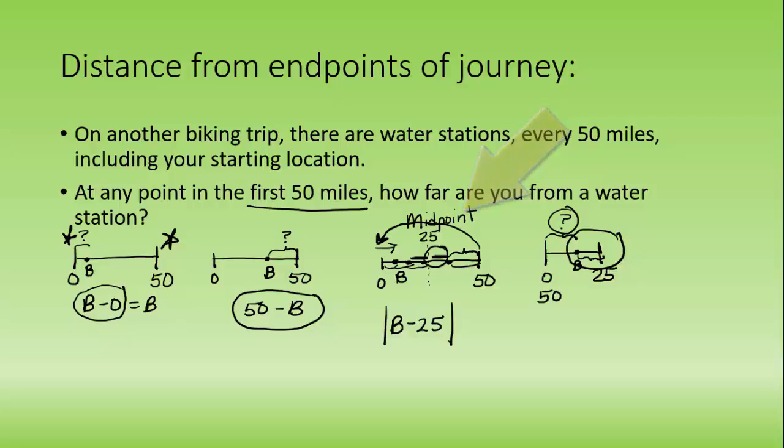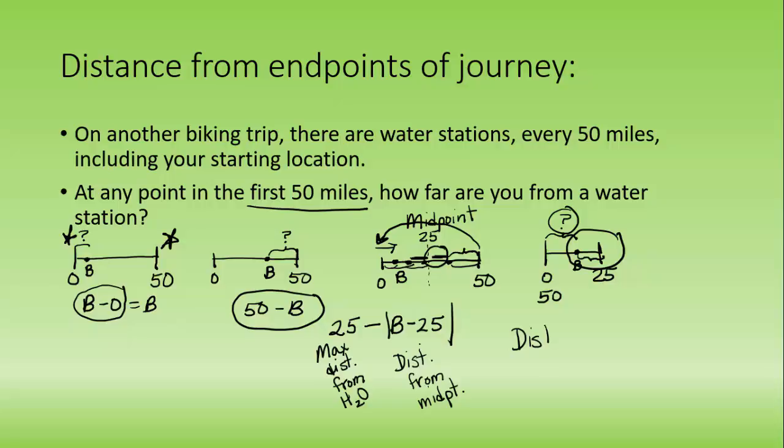The way you do that is you take the maximum distance you could be away from your target on either end and subtract the distance from the midpoint. So at any point in our journey, the distance from the ends of the journey would be equal to the maximum distance you can get from water minus the distance that we are from the midpoint.